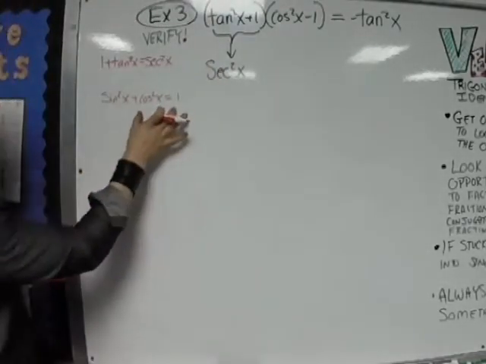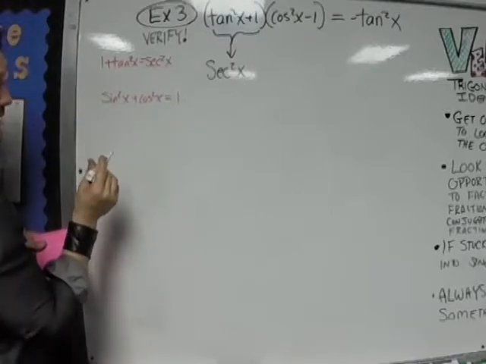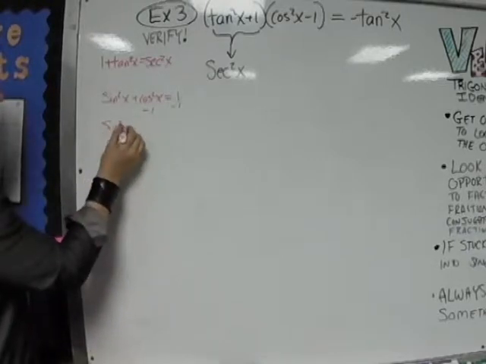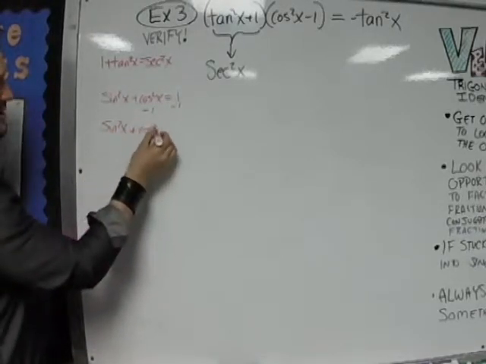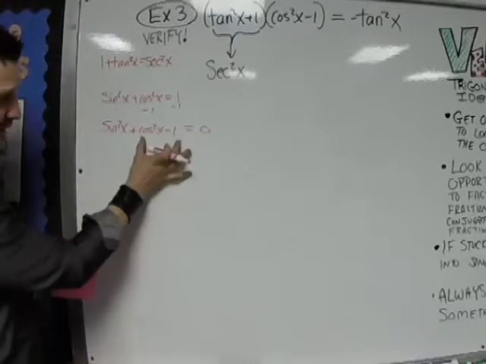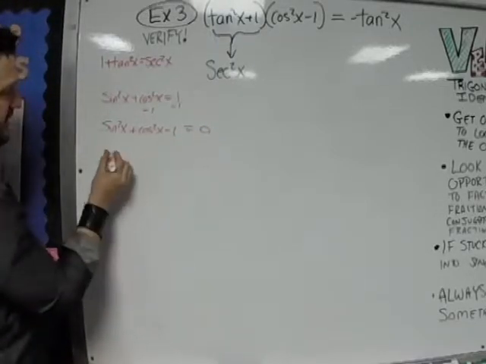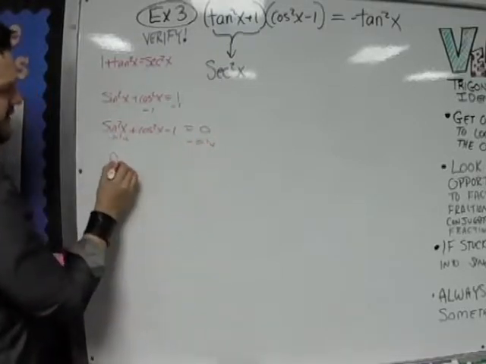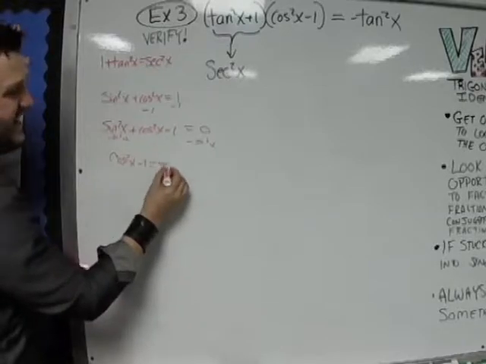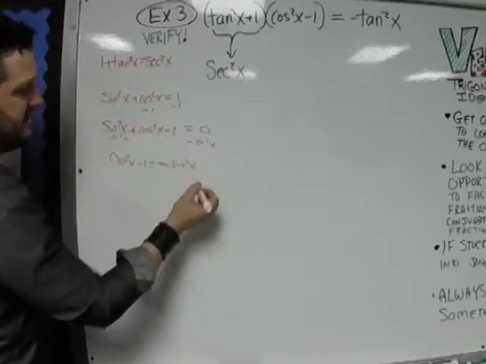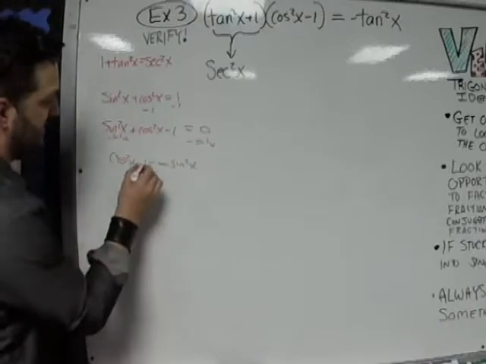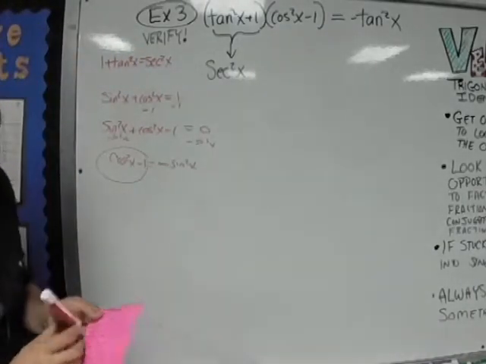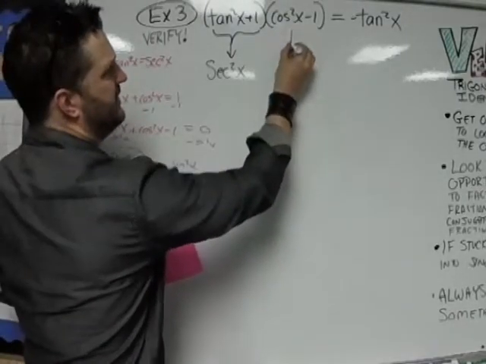I need to make this somehow look like cosine squared x minus 1. So what I'll do is I will minus the 1 on each side. That gives me sine squared x plus cosine squared x minus 1 equals 0. Then minus this over here, so I'll minus sine squared x. And I'll have cosine squared x minus 1 equals negative sine squared x. Like that. So anytime I have a cosine squared x minus 1, like I got right here, I can sub it out and sub in a negative sine squared x, which is what I'm going to do.